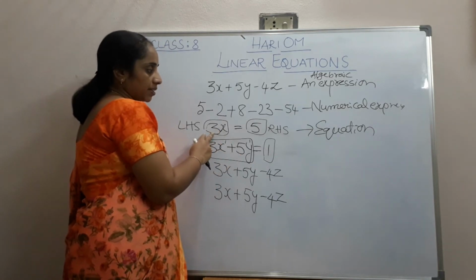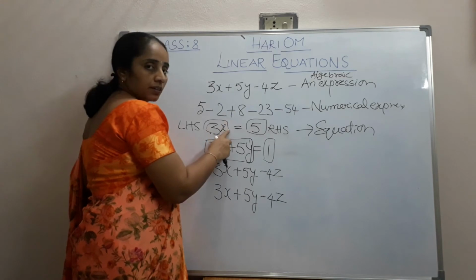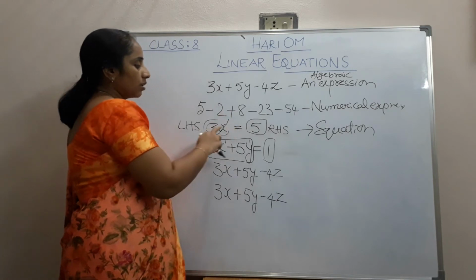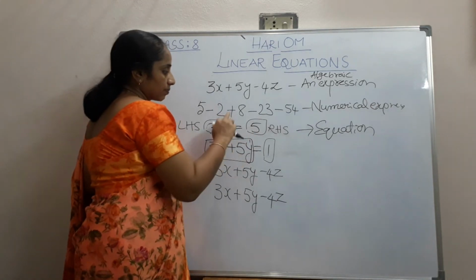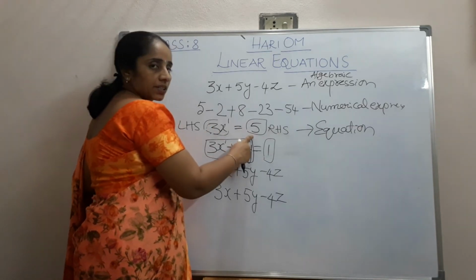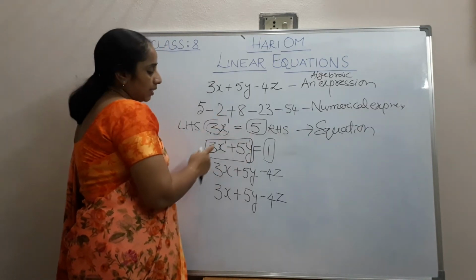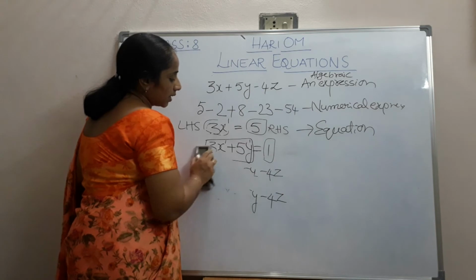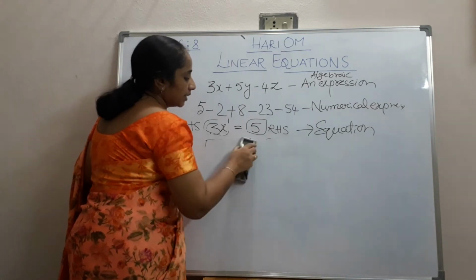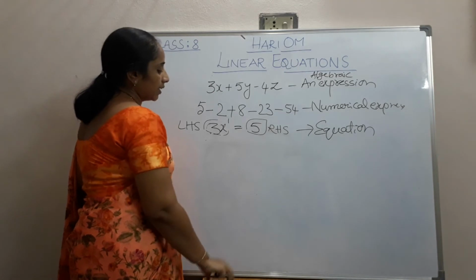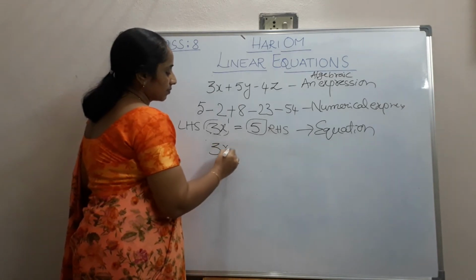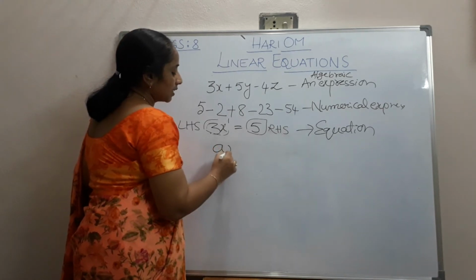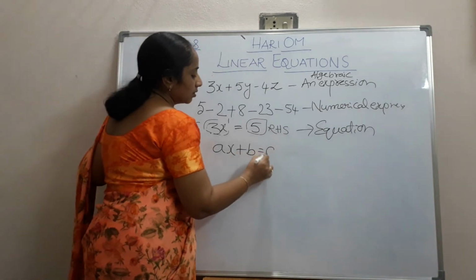But in this equation, how many variables are there? Only one variable, and its degree is 1. So it is a linear equation in one variable, and the other is a linear equation in two variables. So we conclude that the general form of a linear equation in one variable is ax plus b is equal to 0.